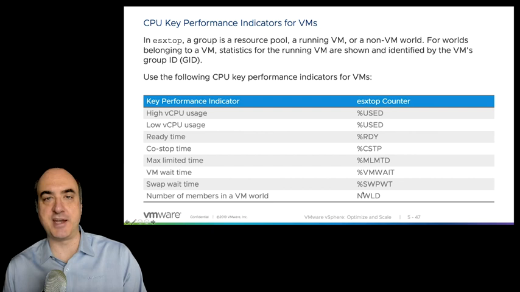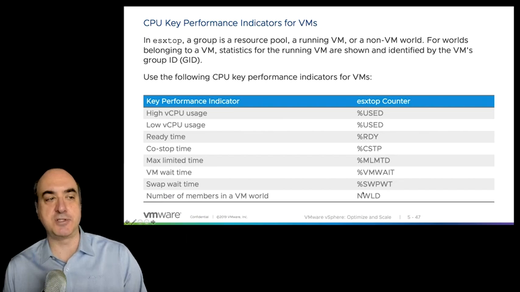A single column represents that: percent used in the VM section of the report. Also, ready time is a very important way to measure whether or not there's contention. And then there's also co-stops, with CSTP. Again, you're measuring to see whether a VM is potentially too large for its workload.